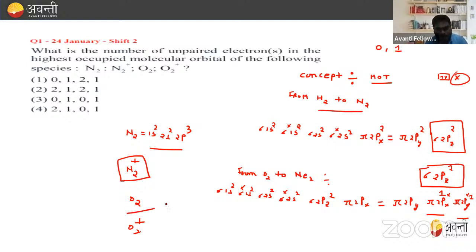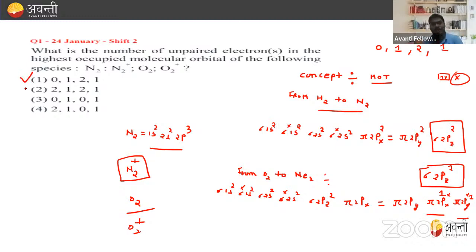If I'm talking about O2, O2 has two unpaired electrons in the highest occupied orbital, that is pi 2px star 1 and pi 2py star 1. So it has two unpaired electrons. Now if I'm talking about O2 plus, it has only one unpaired electron. So which one is the correct option? 0, 1, 2, 1. So option number 1 is absolutely correct.